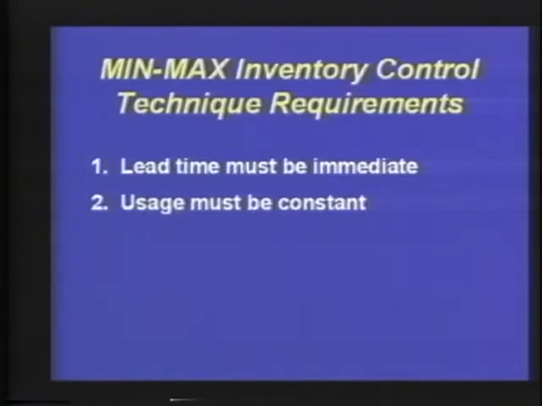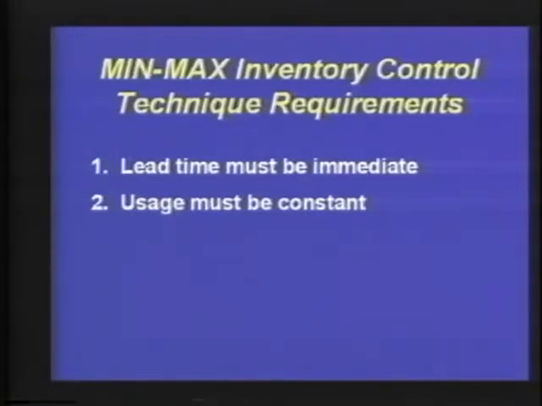Now, the next two pages address the min-max system. We've gone through the development of min-max, but some of the key issues in terms of how it is derived are listed on page number 29. The first element is lead time must be immediate. Well, in this case, immediate is, let's say, 1 week or less. There must be some consistent usage. A few pieces a month is consistent, but two or three pieces spread out over 1 year is not consistent.